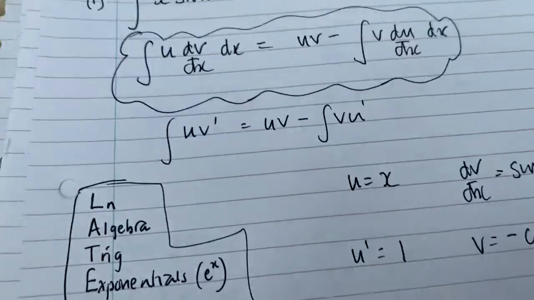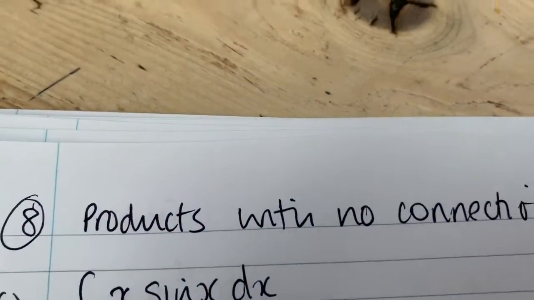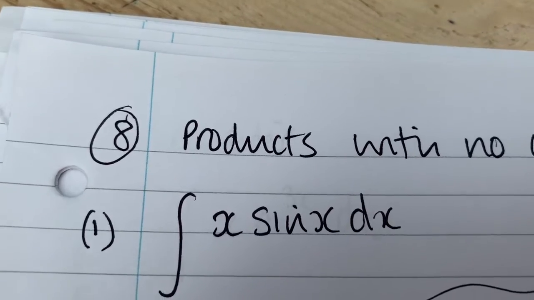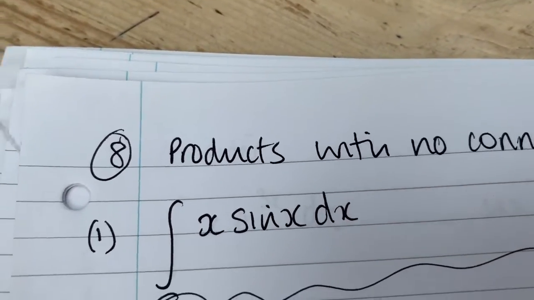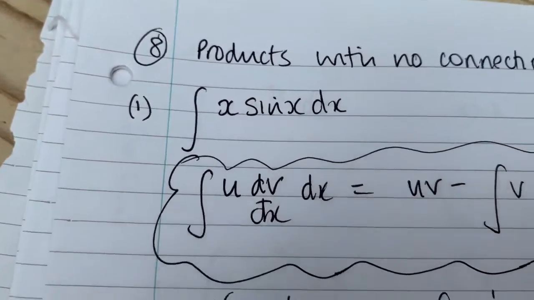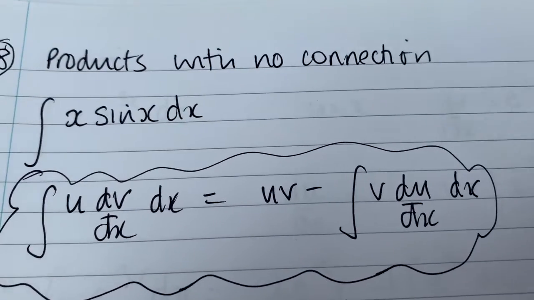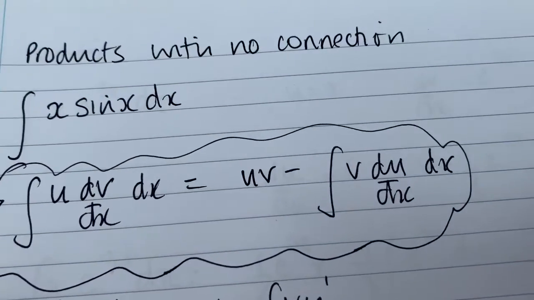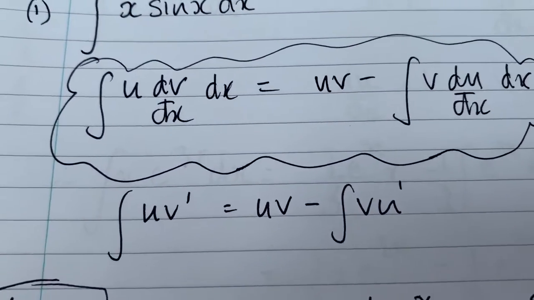Okay, if there are products that have no connection, so here I've got x times the sine of x. There's no connection between those functions. One's not the derivative of the other. You can't make any connection. It has to be integration by parts. And remember, it's given to you in your formula sheet like that. You can use the summarised version.